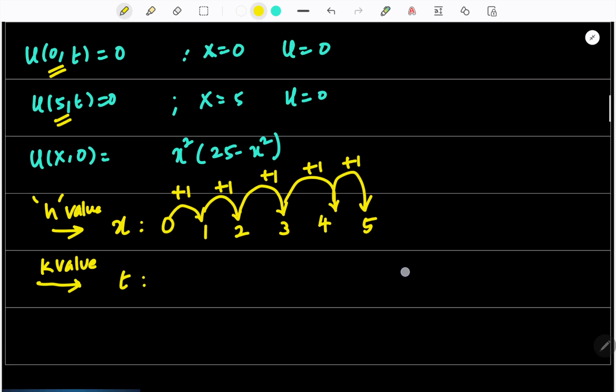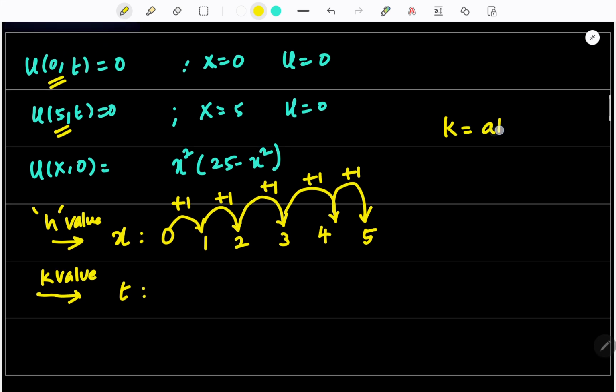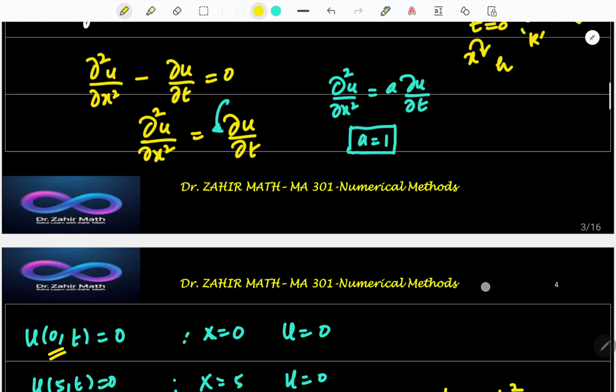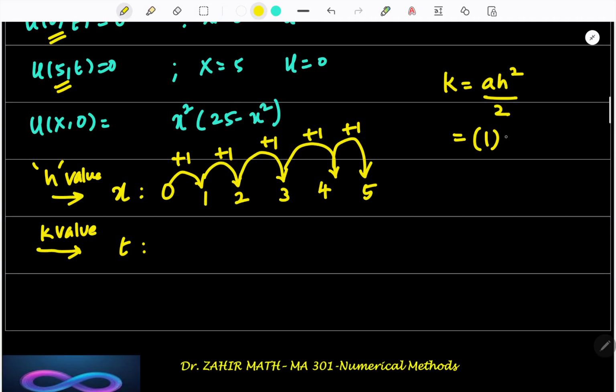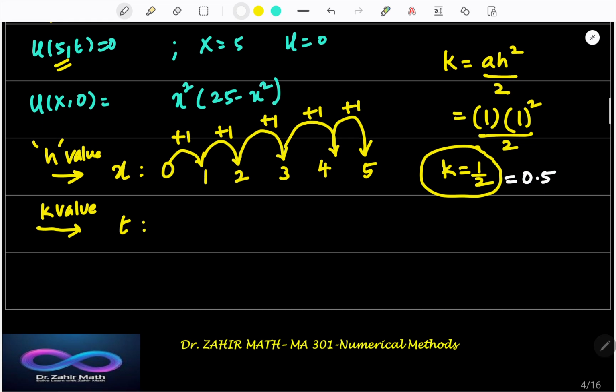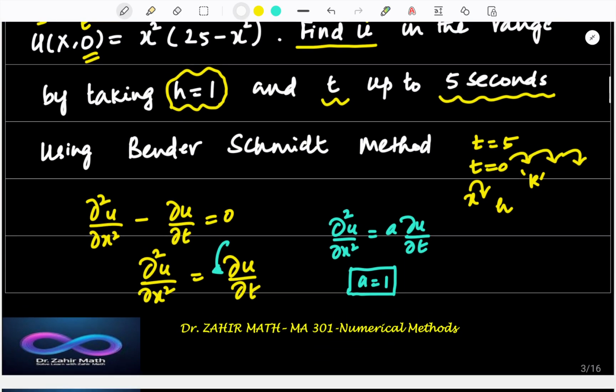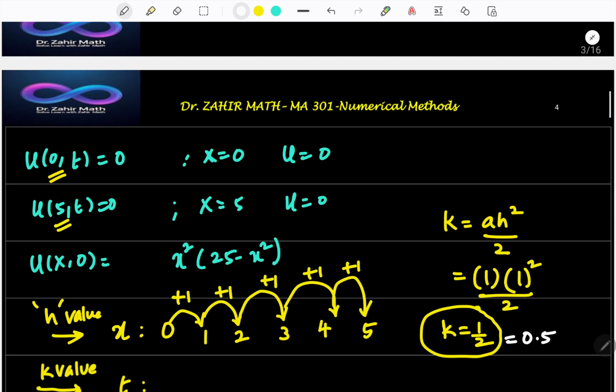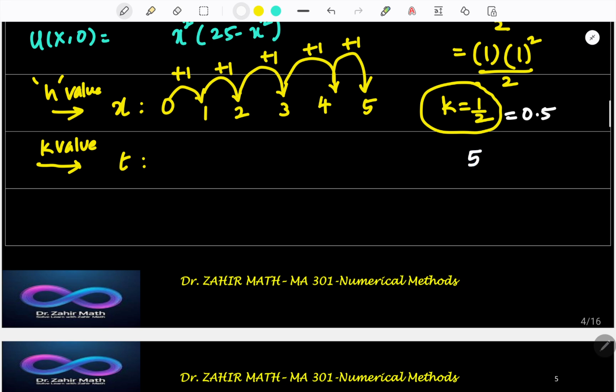T values you have to find using the formula k equal to a h² divided by 2. This a value we just calculated from the equation, we got it as 1. And the h value is given in the question, which is 1, and then divided by 2. So k is equal to 1 by 2, which is 0.5. So you are going to jump 0.5. What is the end value of t? It is given, 5 seconds.